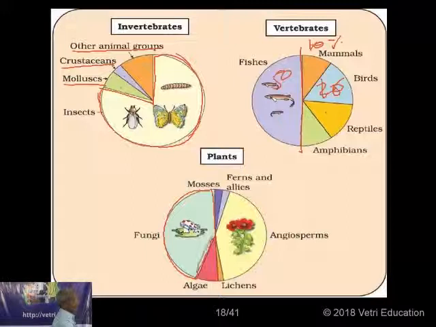Algae is only very little, not that much. Lichens is very little. Angiosperm is more or less equivalent to the number of the fungi. Mosses and ferns form the minor group. So if you just take plants, fungi and angiosperm, they form the bulk of the plant groups. Okay, fine.